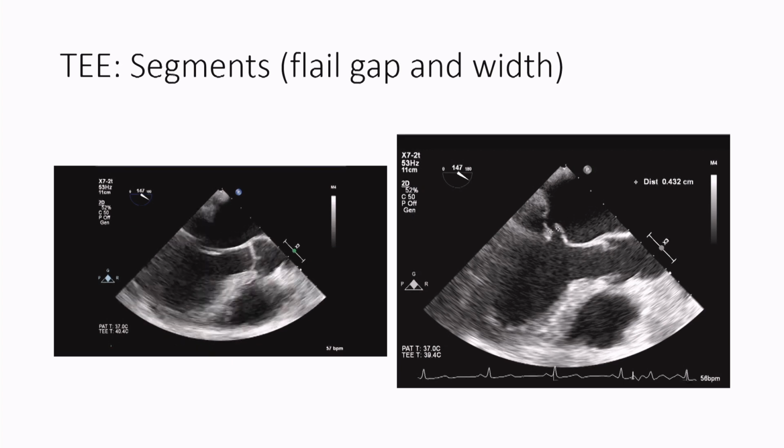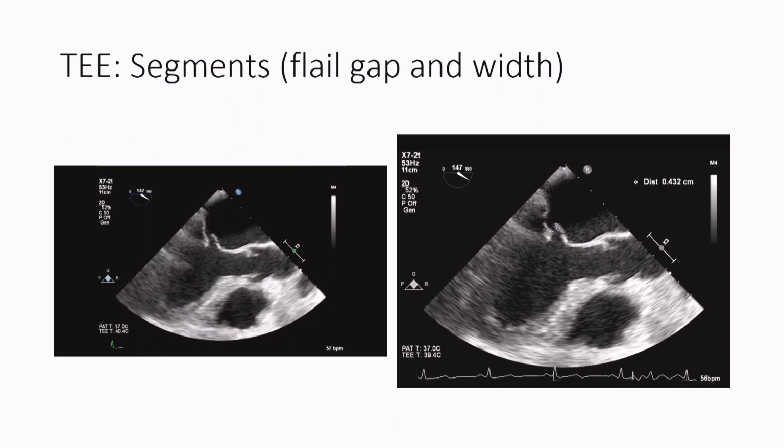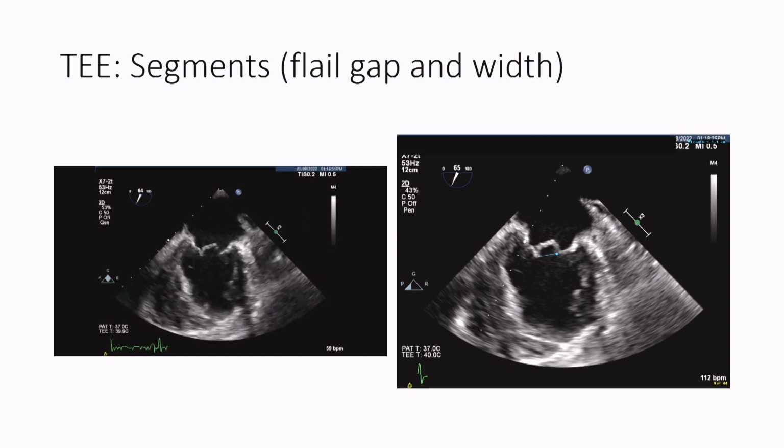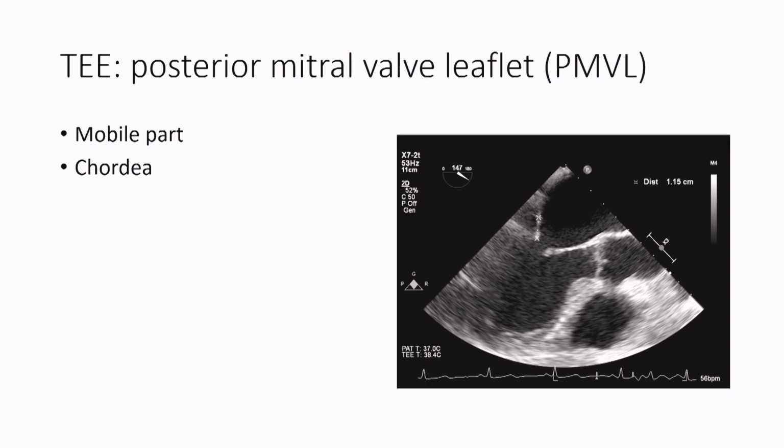In primary mitral valve disease, you look for a flail gap, and you measure it and the flail width, which should be done in the bicommissural view. The assessment of the posterior mitral valve leaflet length should be done at 120 or 130 degrees, where you have to measure the mobile part of the posterior leaflet, and avoid the chordae, not to measure them, so it will not give you a longer measurement.